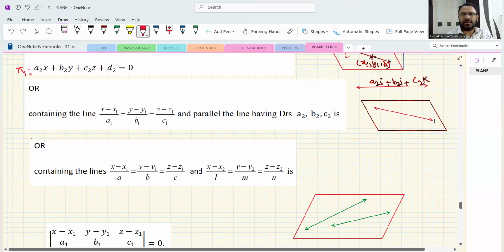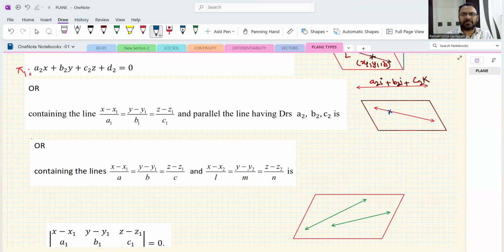This is the line. This line contains the point X1, Y1, Z1. Or containing two lines. Equation of plane containing two lines. This is A1, B1, C1. And I am changing. This is A2. This is B2. And this is C2.